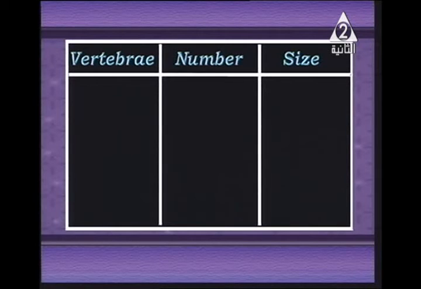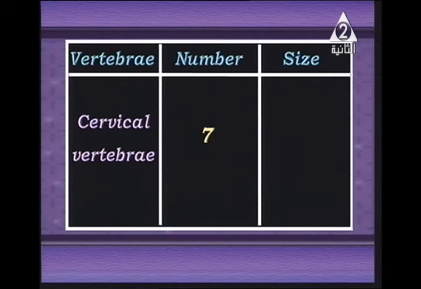Well, we have 4 different types. Again, how many types do we have? 4 different types. Cervical, they are 7. They have a moderate size, not very big or very small, medium in size. They are called cervical vertebrae. By the way, we arranged the types of vertebrae from up to down, from superior to inferior in your body, I mean from the skull to the end of the vertebral column.